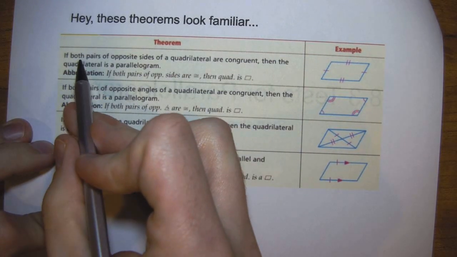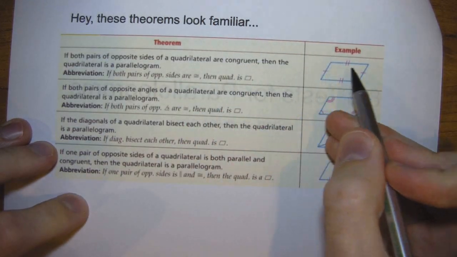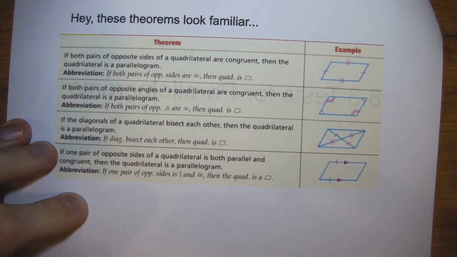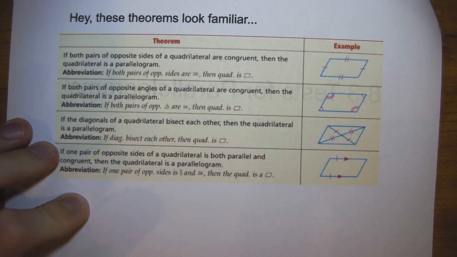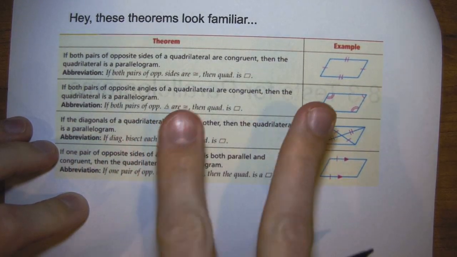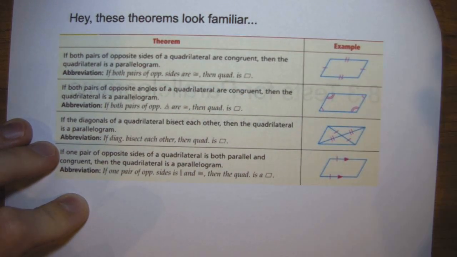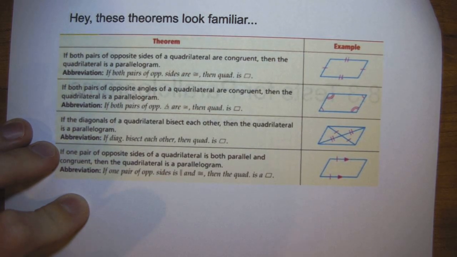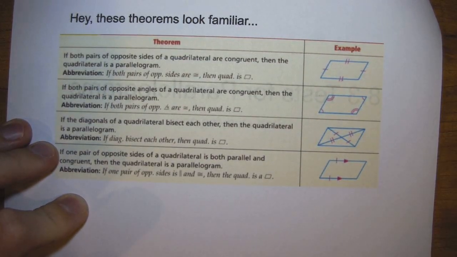So our first one, if both pairs of opposite sides of a quadrilateral are congruent, so in other words, if these two sides are the same and these two sides are the same, then the quadrilateral is a parallelogram. Awesome. Well, remember, in order for it to be a parallelogram, there's two key ideas we need to look at. First, do we have four sides? 1, 2, 3, 4. All right, we check that box. Second thing we're looking for is, do we have parallel sides? Because remember, by definition, our opposite pairs of sides have to be parallel.